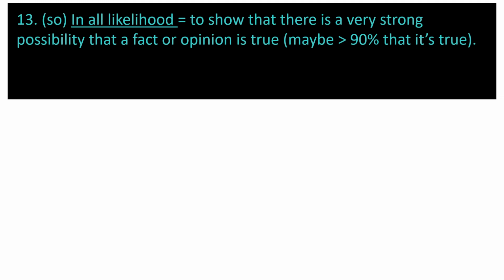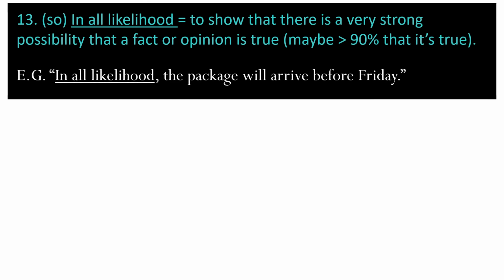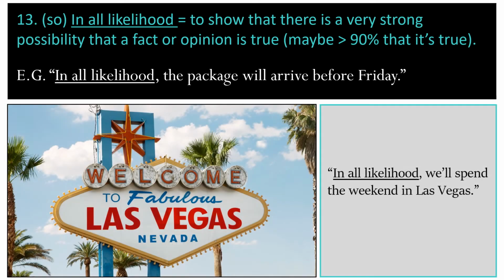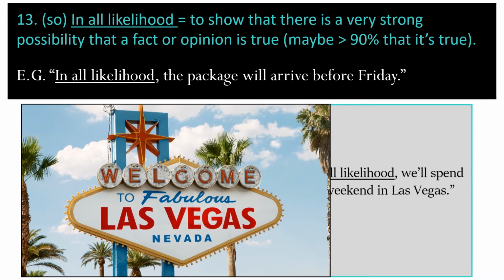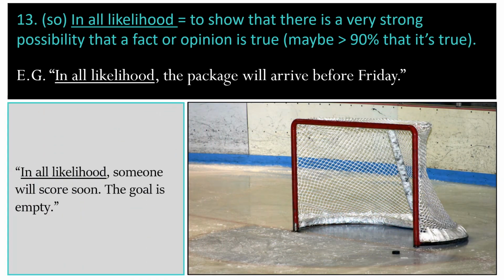Number 13. In all likelihood. This means there's a very strong possibility that a fact or opinion is true. Example. In all likelihood, the package will arrive before Friday. Example. In all likelihood, we'll spend the weekend in Las Vegas. Here's a third example. In all likelihood, someone will score soon. The goal is empty.